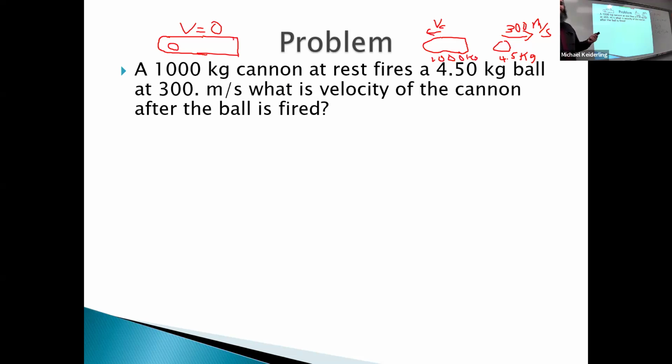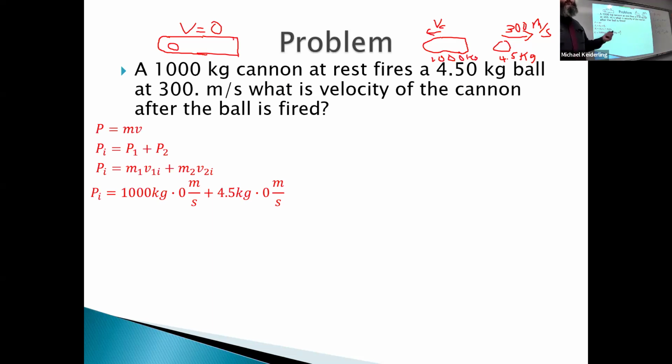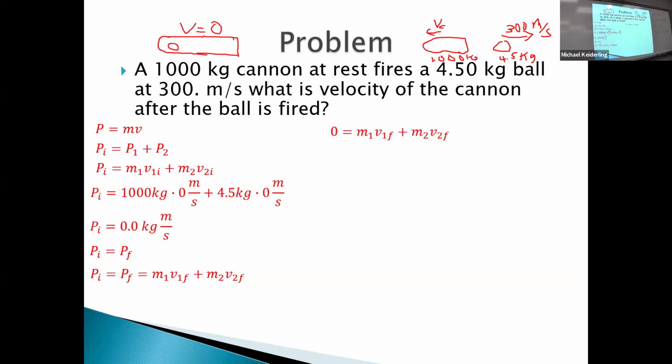So we can start with the initial momentum. Initial momentum is going to be the momentum of 1 plus the momentum of 2, and that's fairly straightforward because nothing is moving. So that's going to end up being 0. So again, if things start at rest, the initial momentum is 0. The initial momentum equals the final momentum, which is going to equal mass 1 times velocity 1 final plus mass 2 times velocity 2 final. That will equal 0. So mass 1 times velocity 1 final equals minus mass 2 times velocity 2 final.